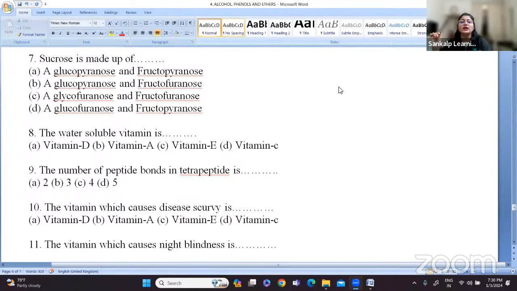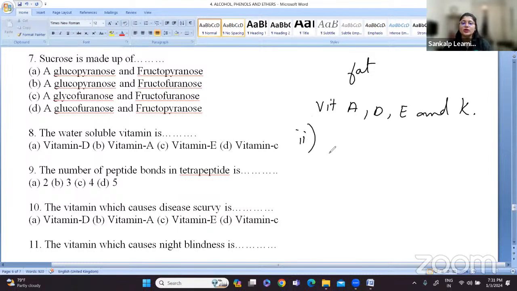Which are the examples of fat soluble vitamins? Please remember, they are soluble in fats, that is fats and oils. So which are the fat soluble vitamins? Vitamin A, D, E, and K are the fat soluble vitamins.